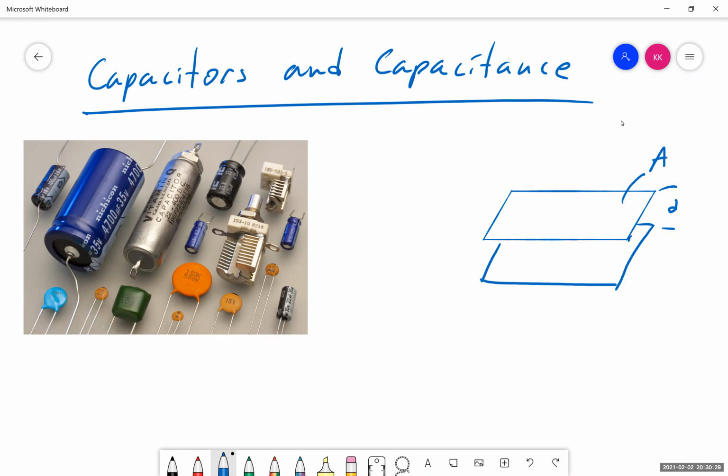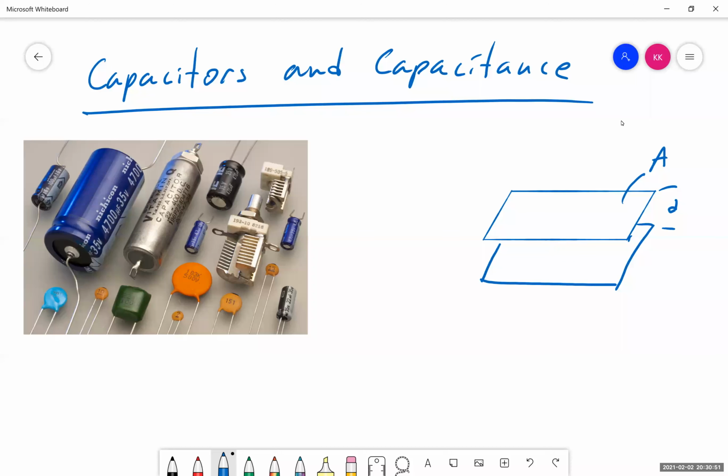What we do here is, to charge a capacitor, we need to connect some kind of battery or power source. One of the things I want to talk about here: you can see the title says capacitors and capacitance. Now, the capacitor is just this device. Any of those devices in the picture, or this parallel plate that I just drew on the right side, is a capacitor, which is just the device itself.